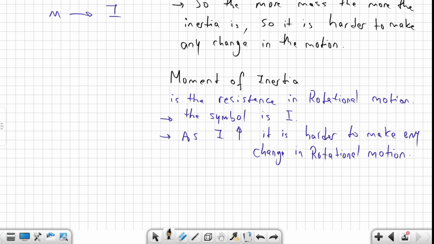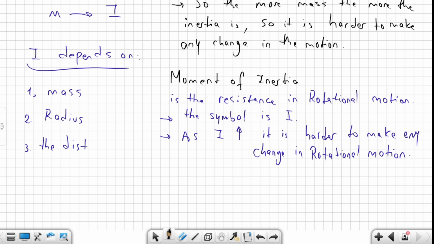So now we know that inertia depends only on mass, but what about moment of inertia? Moment of inertia depends on three things. It depends on mass, obviously. So the higher the mass is, the harder it is to rotate that object because the resistance increases. And as radius increases, moment of inertia also increases, so it is more difficult to rotate that object or to stop the object if it is rotating. The last one is the most important one, which is the distribution of mass around the axis of rotation.